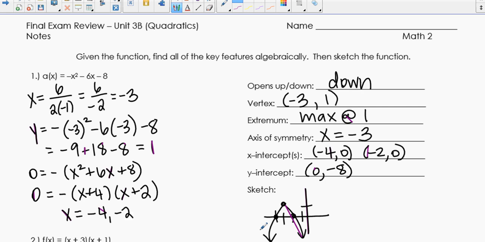Looks good. You want to look for things like your vertex isn't in the middle of your x-intercepts, or your y-intercept is above the vertex and it's supposed to be pointing down, stuff like that. Make sure the picture checks out.